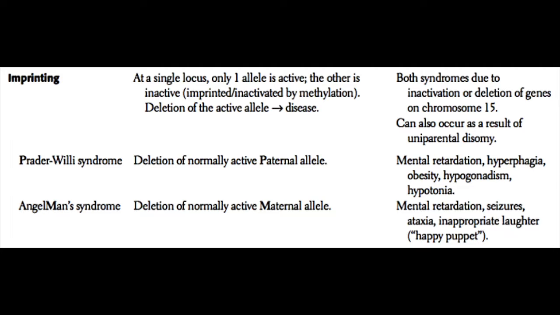Prader-Willi presents with hyperphagia. That's the key thing. You'll also have mental retardation and short stature or something like that. But the key thing is going to be the child that just eats everything that he can get his hands on, or she. Angelman syndrome is going to present primarily with seizures, as well as being overly friendly and having periods of inappropriate laughter. So these children are typically called, somewhat inappropriately, happy puppets.